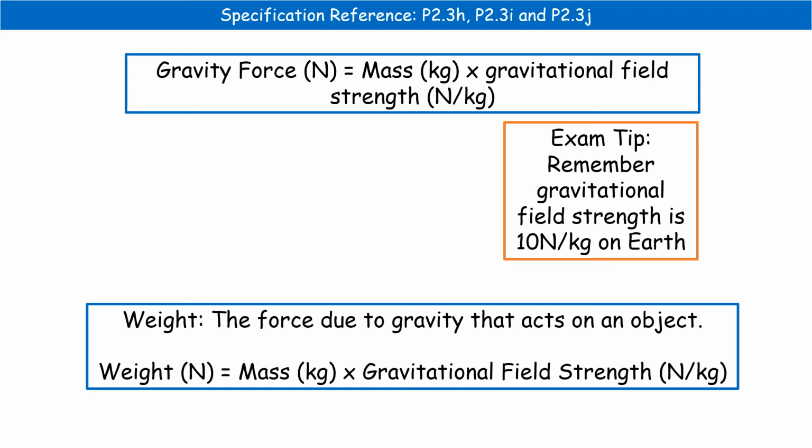What we're referring to there then is their weight, okay? So the weight is the force due to gravity that acts on an object. And if you look at our little formula there, weight is the mass times gravitational field strength, you've got the same formula top and bottom there. So mass times gravitational field strength, that gives you the weight or the gravity force that's acting on that object.